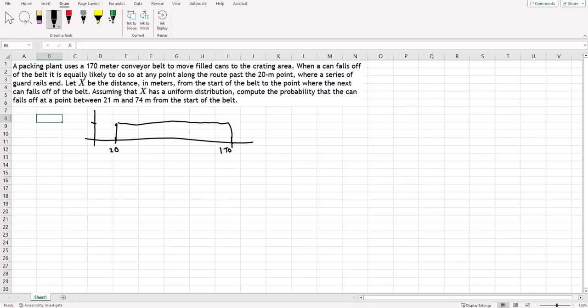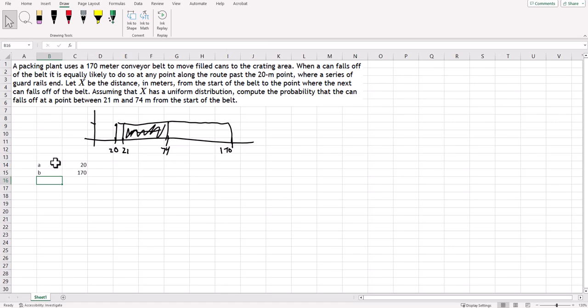So we need to find the height here, and then we're looking for from 21 meters to 74, and I'm going to just do something like this. Obviously not to scale, but we're trying to find this area right here. That's the actual answer to our question. So a couple of things for the height. I'm going to grab the information that's important here. So our A and our B for our uniform distribution go from 20 to 170.